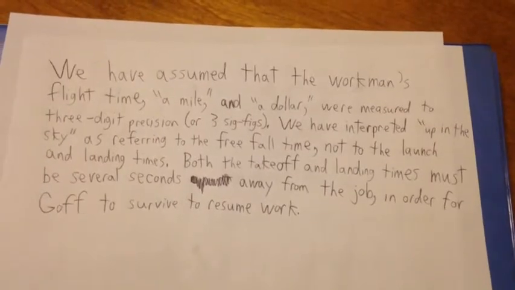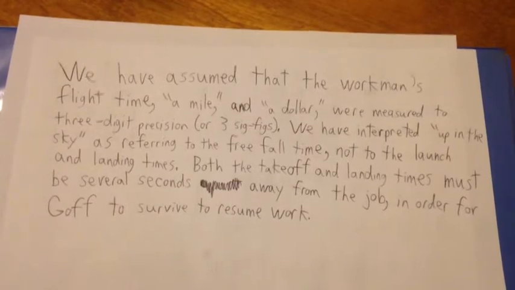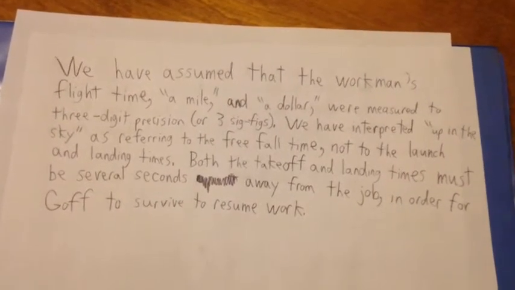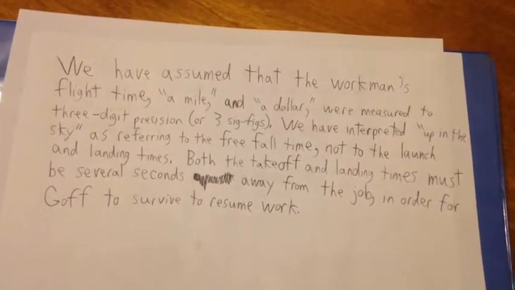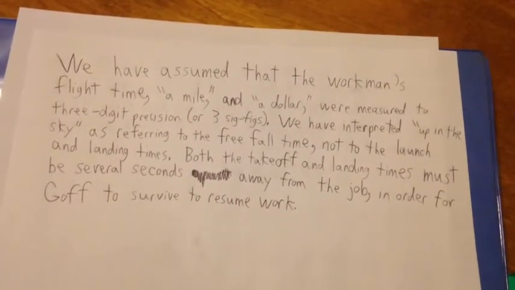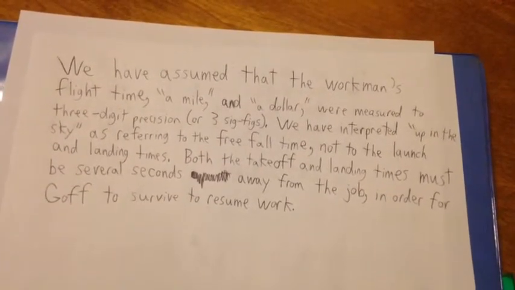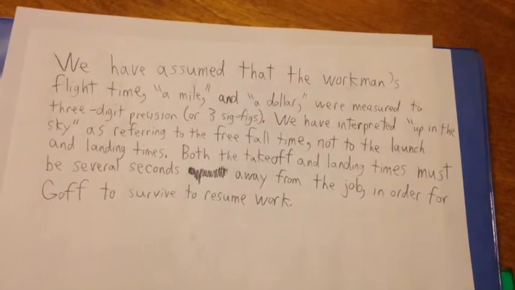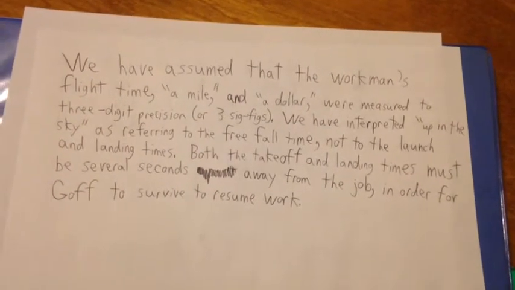Lastly, we have our assumptions. We have assumed that the workman's flight time, a mile, and $1 were measured to 3-digit precision, or 3 sig figs. We have interpreted up in the sky as referring to the freefall time, not to the launch and landing times. Both the takeoff and landing times must be several seconds away from the job in order for Goff to survive to resume work.